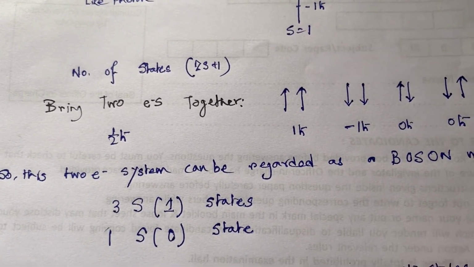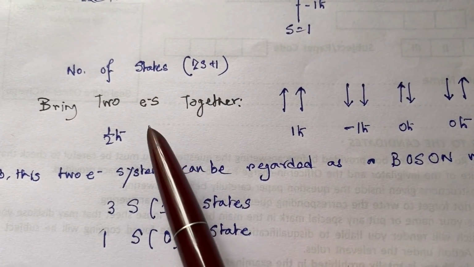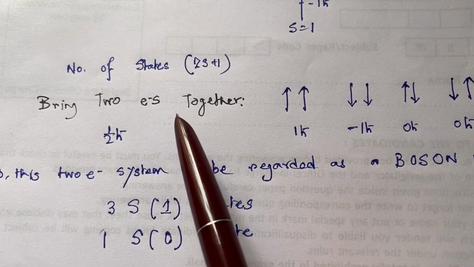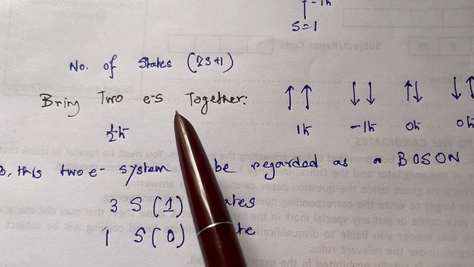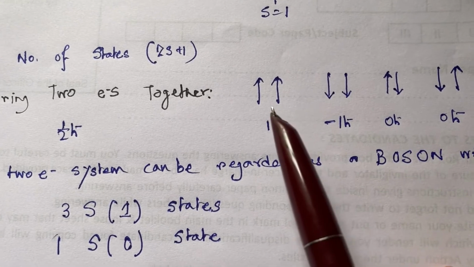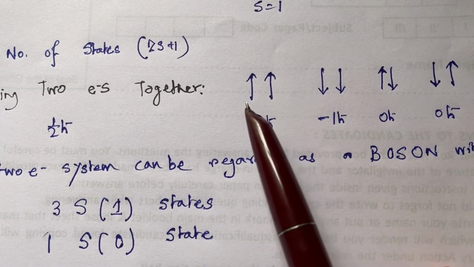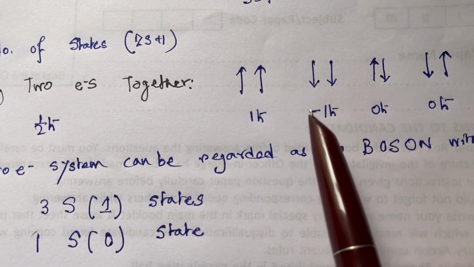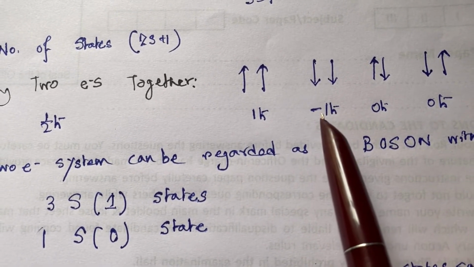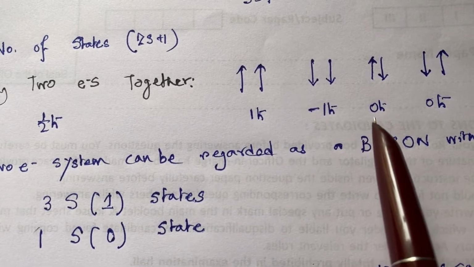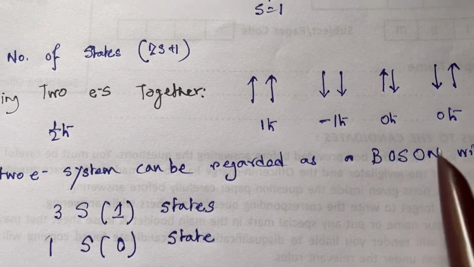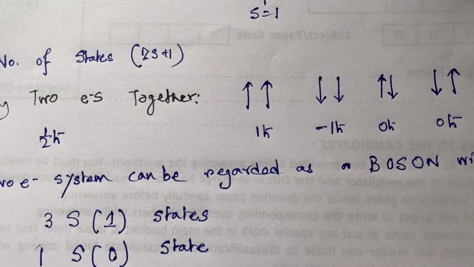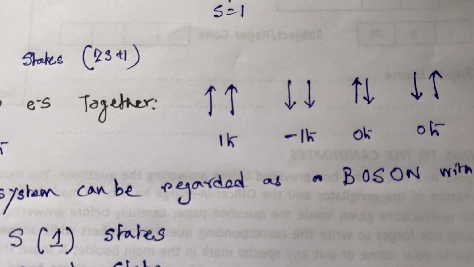Suppose I have 2 electrons. These electrons are fermions, so these have spins of half h cross. So if I put 2 electrons together, the half h cross will add up to 1 h cross. They vectorially add up so that they will give me minus 1 h cross, and they will also give me 0 h cross, because of the arrangement of the 2 electrons.